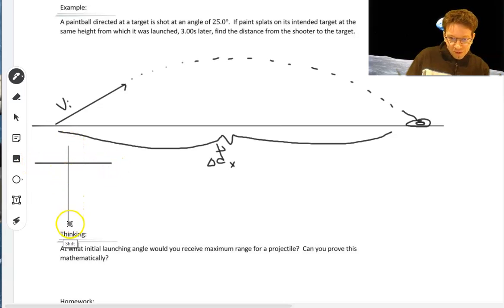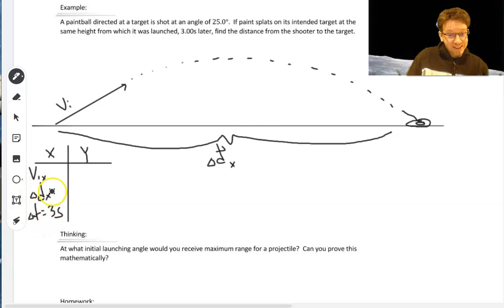And I'm going to write what we know in x and what we know in y. So there's only 3 things you can look for in x: initial velocity in x, displacement in x, and time. Right now we do know what time is. It's 3 seconds. I don't know the displacement in x. In fact, this is what I'm trying to find. And initial velocity, I don't know yet either.